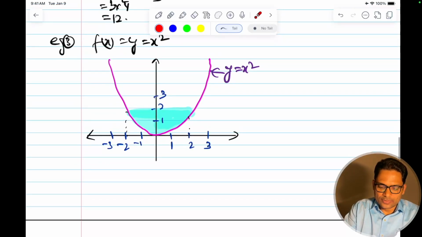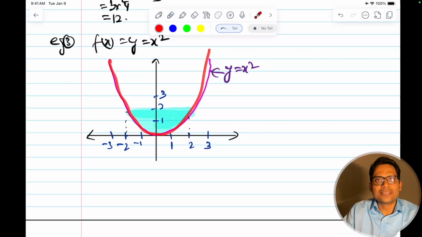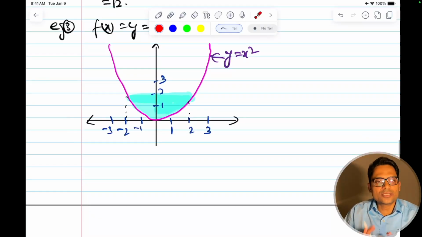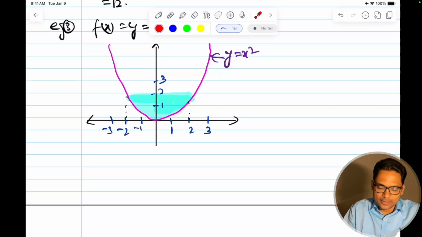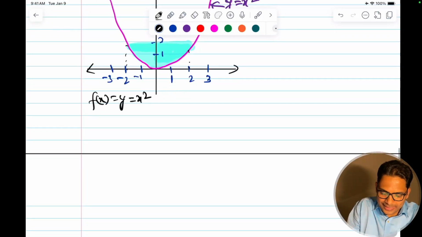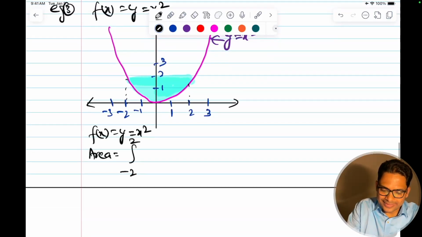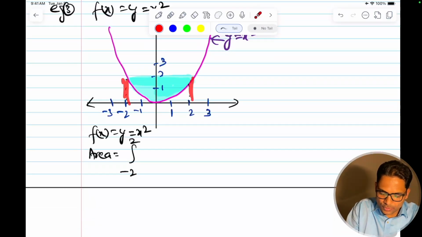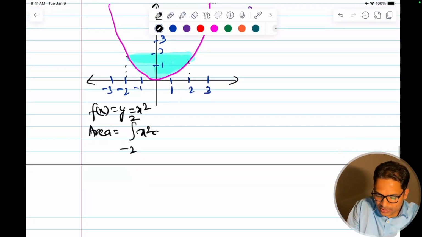So that's the beauty of calculus. Now you can just simply put in the integral formula and get the area. What will be the area for this? So my fx is equal to y is equal to x square, and I want to integrate this. So my area will be equal to the integral from minus 2 to 2. This is my x-axis on which I want to integrate, the equation x squared dx.